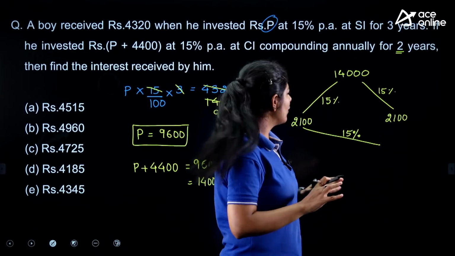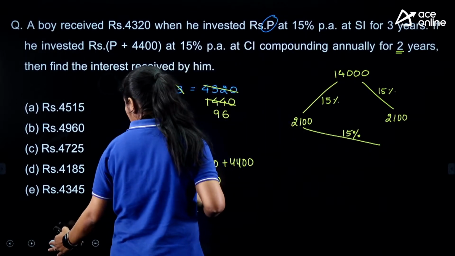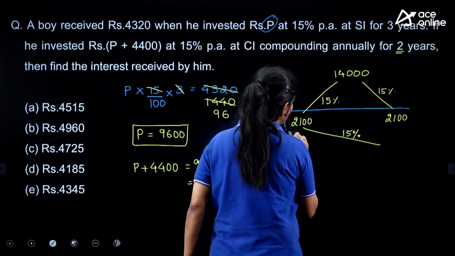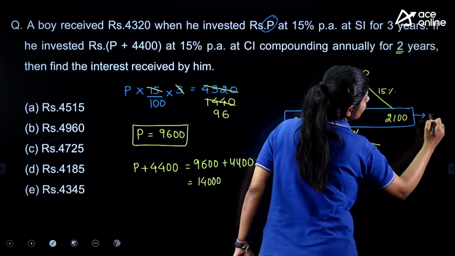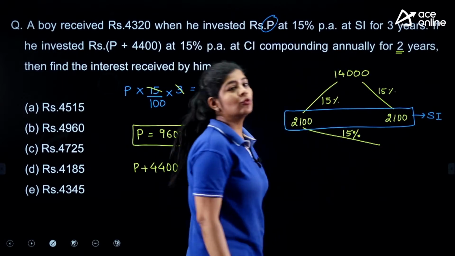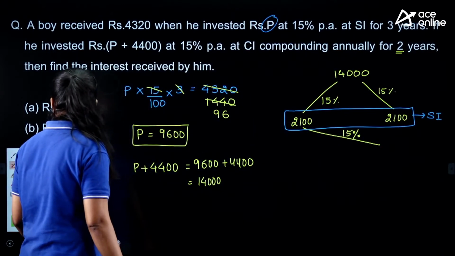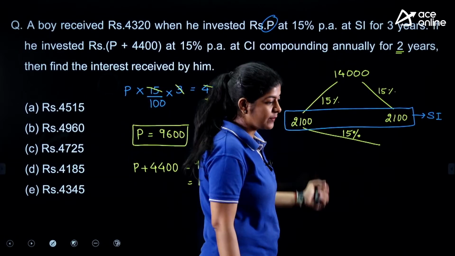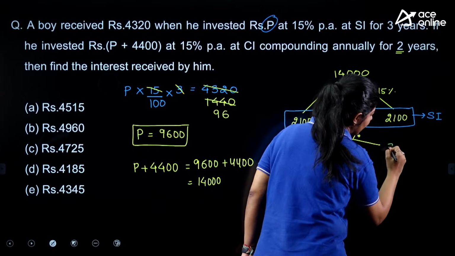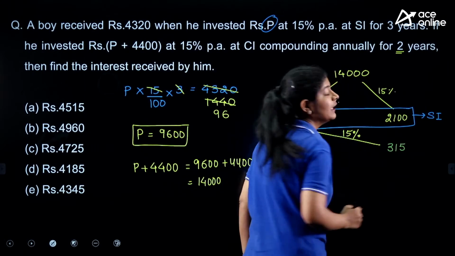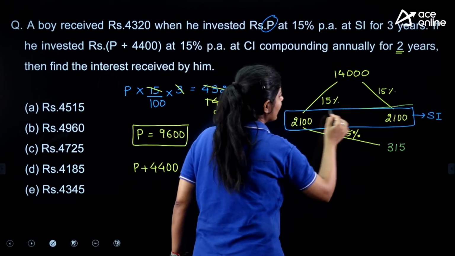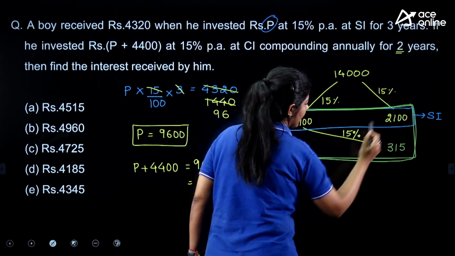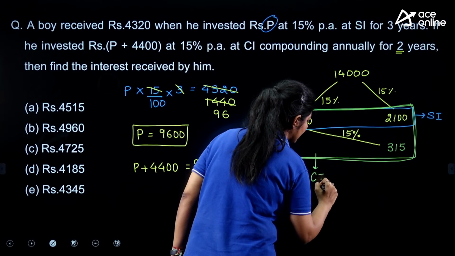We know this concept that whenever we talk about the simple interest, we are only getting interest on the principal amount. This is my simple interest. But whenever we talk about the compound interest, we are getting interest on the interest that we got in the first year as well, right? So here what we are getting is 315 rupees. And now this thing will become my compound interest, right?